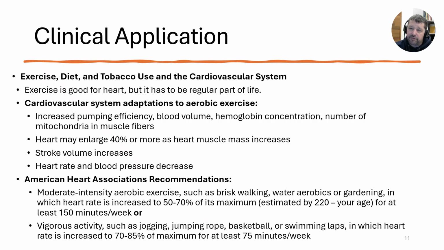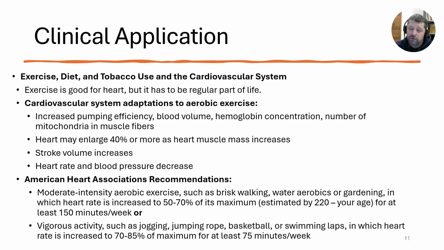When we talk about recommendations put out by places like the American Heart Association, they recommend one of two things, or you can do both, whatever. If you're young, then maybe you do both, but they typically tell individuals that they should do either moderate intensity aerobic exercise or vigorous activity, one of the two.